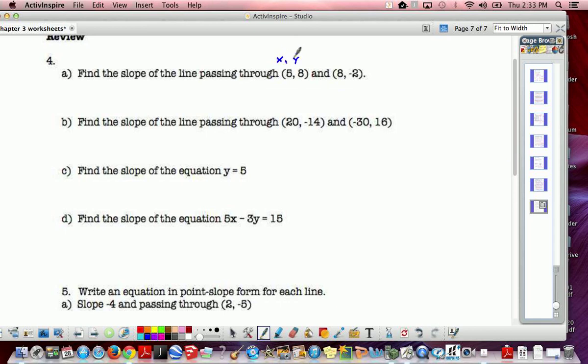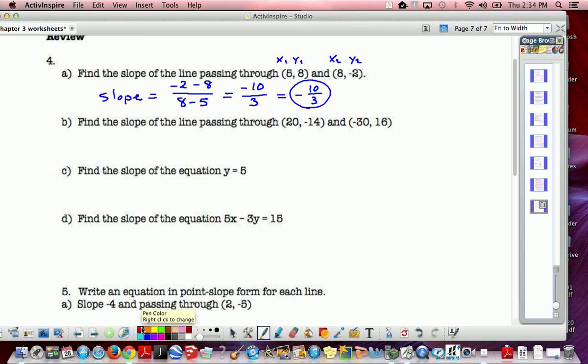So just remember, slope is change of y divided by change of x. So notice how I label one point x1, y1, x2, y2. So my slope, change in y. So I'm going to go negative 2 minus 8 over change in x, 8 minus 5. So I get negative 10 divided by 3. Well, that's just negative 10/3. There's my answer to A.